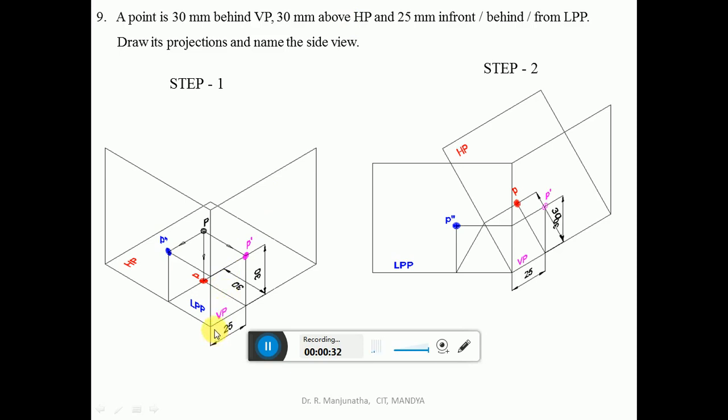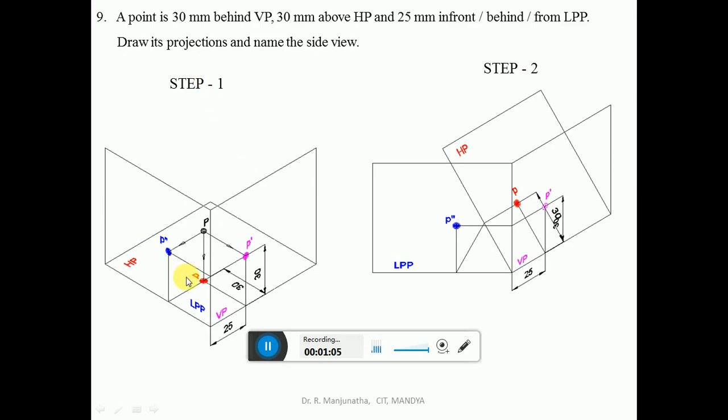So that is the origin. Behind VP, it is on the minus side, because it's on HP, that is the horizontal distance. So the horizontal plane will be on the minus side, and above HP, from here this is 0, so it will be above HP, on VP, so the vertical plane will be on the positive side. So minus on the x-axis, plus on the y-axis, minus comma plus, so you're going to get the second quadrant.